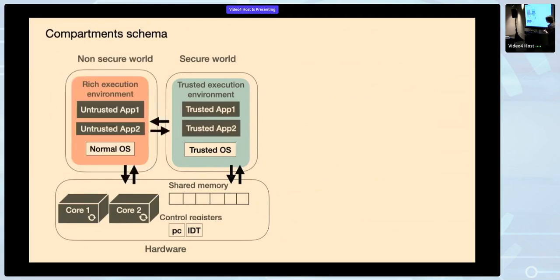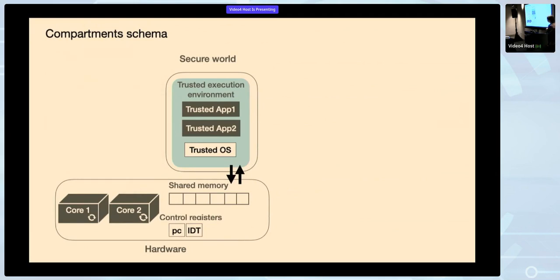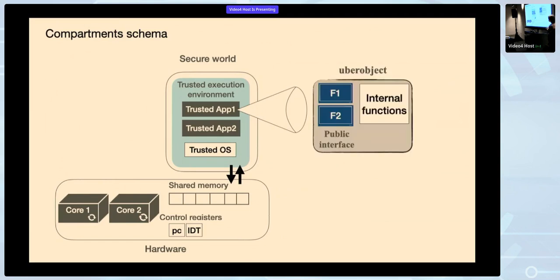Okay, so this is the TEE picture that I showed you earlier. We are interested only in the secure world and the hardware that it's interacting with. So we want to prove that this secure world has the properties that we want. And we advocate for programming the applications and the OS in the secure world as compartments. I just interchangeably call them Uber objects.